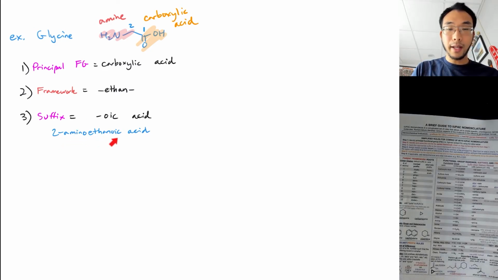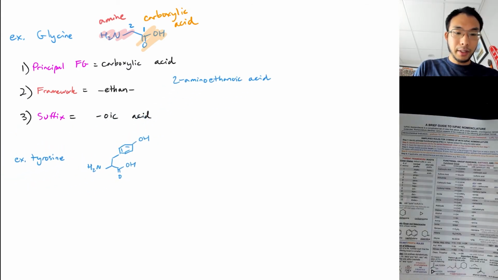So I go ahead and put all of that together. I have the amino group attached to the second carbon, so that's 2-amino and then ethanoic acid. That's the name for the molecule. Okay, now I'm going to give you a more complicated one, also an amino acid.